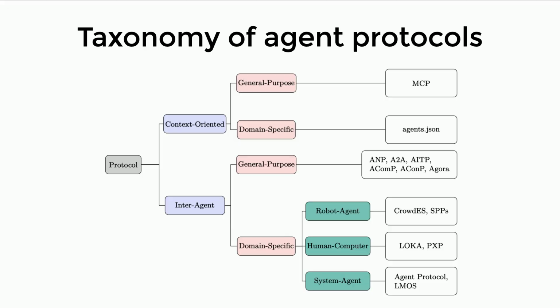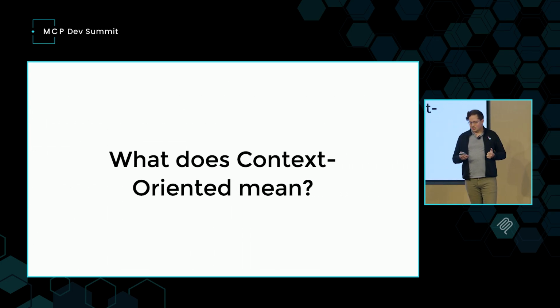This incredibly helpful taxonomy diagram is from that same paper that I just mentioned. It splits protocols into 2 categories. One is context-oriented, and one is inter-agent. And then within each of them, it has some subcategories. What do those 2 categories mean?